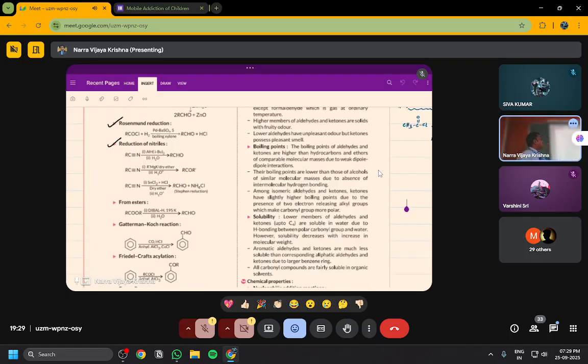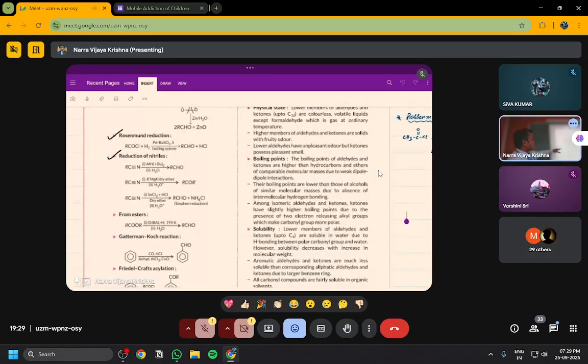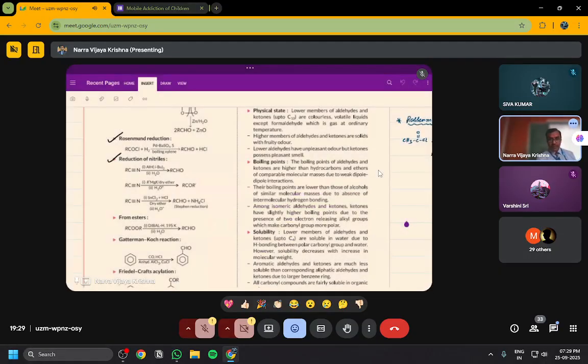Reduction of cyanides, sir. See this? Cyanide with what they have given? Al, i-Bu twice. So what is it? Di-isobutyl aluminum hydride. So I am writing that. Correct.